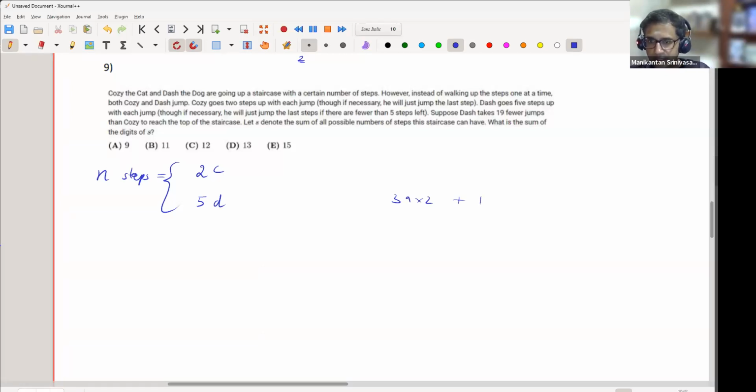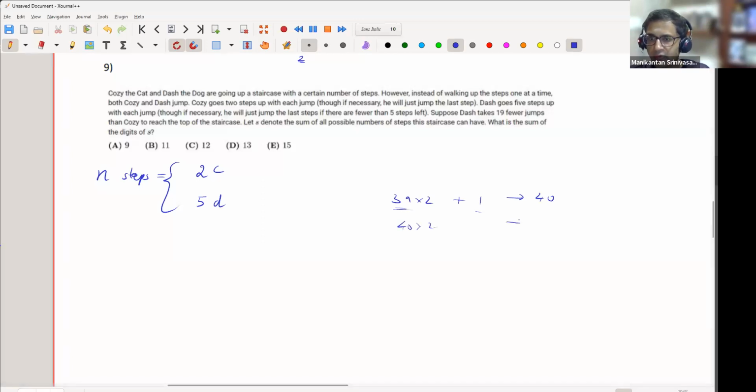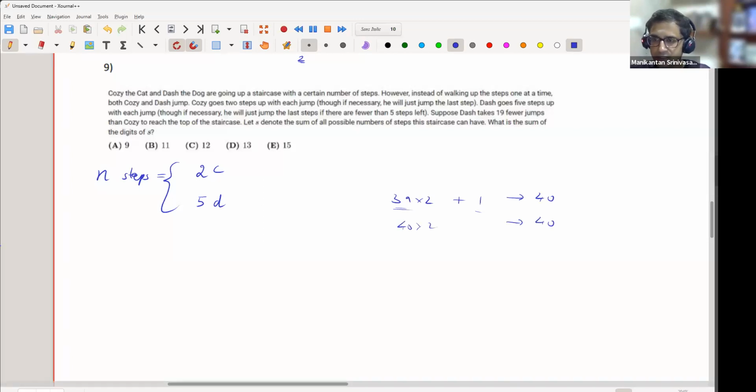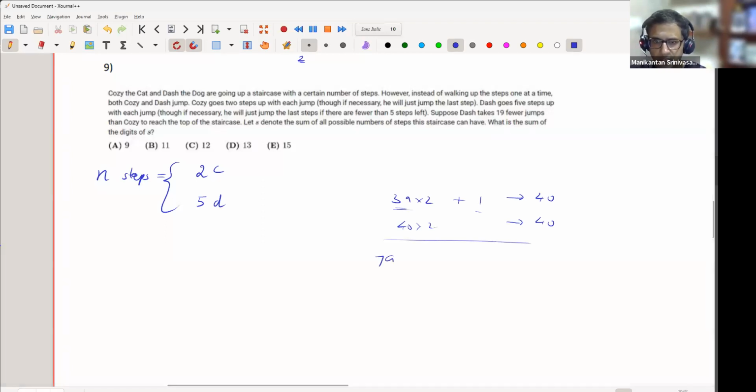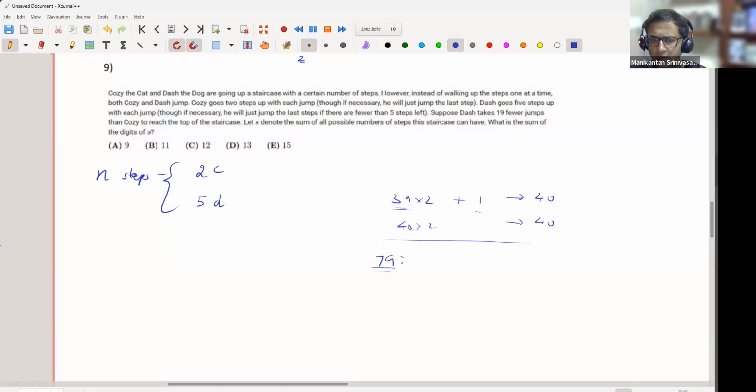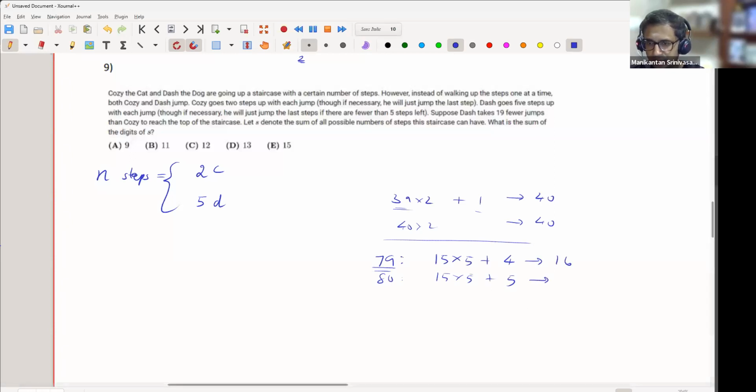But suppose it's 80 steps, it effectively took 40 jumps. It'll still be 40 jumps only. Similarly, let's say it's again 79 for the dog. The dog would have taken 15 full jumps, 15 into 5, and then 1 big jump of 4, but not a full jump. But suppose it's 80, then it will take 15 into 5 plus 5, effectively 16 jumps in both cases, right? So the last jump is where the challenge is.